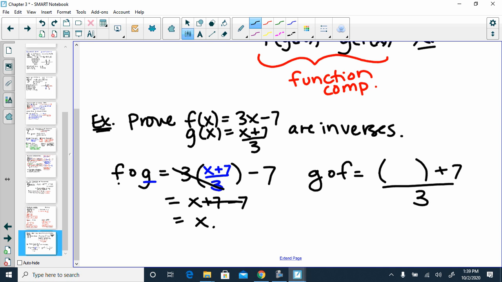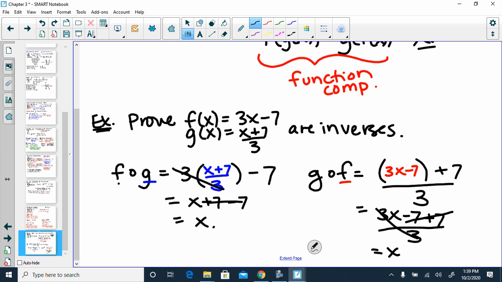And inside of that, this time, goes the f function, which is 3x minus 7. Simplifying, there's nothing to distribute here, so we can just drop those parentheses. When that happens, the 7's cross out, the 3's cross out, and you end up with x. Therefore, that is your proof. Since you got x for both of those, these two functions are in fact inverses.